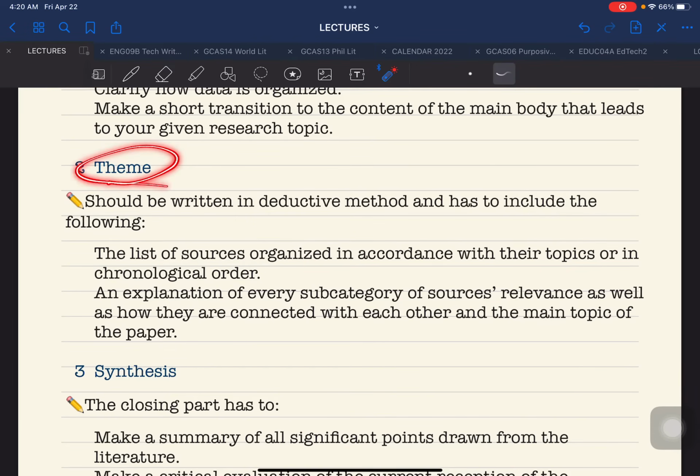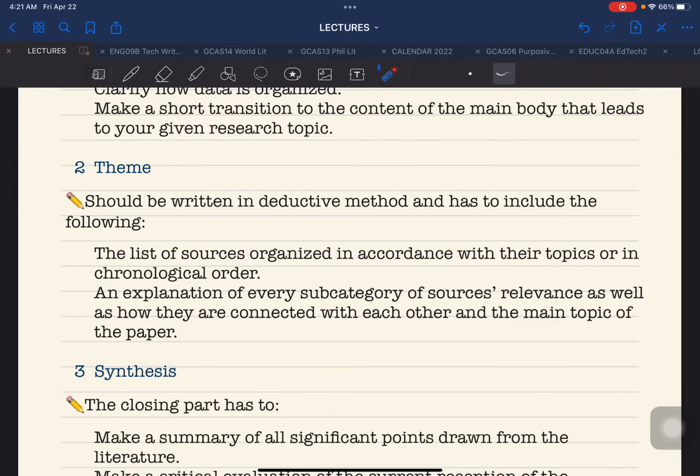That is why it's called thematic. You organize the ideas on how you're going to present your argument for your study, that there is in fact a problem, an issue that needs to be investigated, and this will transition towards the objective, the goal of your research, which is part of the specific discussion in the inverted pyramid that I showed you earlier. So the list of sources is organized in accordance with their topics or in chronological order, the order that I presented, which is general to specific.